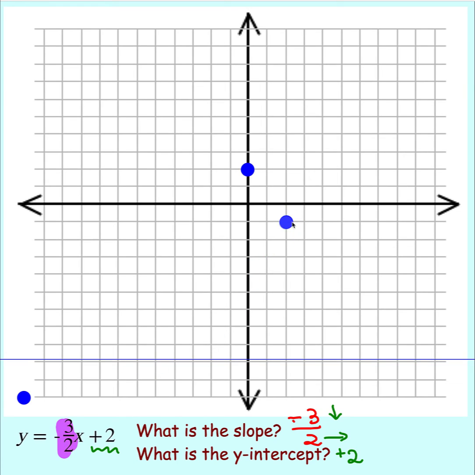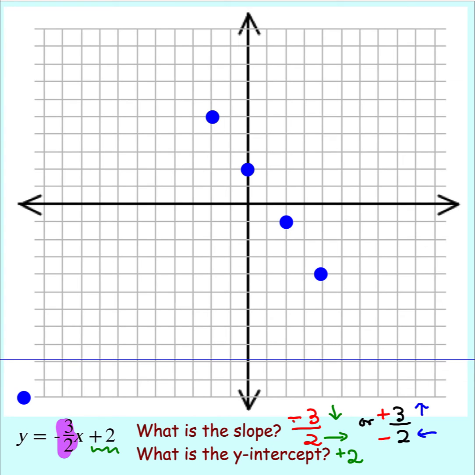So I can find another one. Down 1, 2, 3, right 2. It's in a line. Now, I did say that you can always reverse the direction, so just to show you how that works out. Say I had done it so that the negative was in the bottom and the numerator was a positive number. That would mean up 3 and left 2. But if it's the same slope, I should end up still in a line. So if I went up 3, 1, 2, 3, and left 2, 1, 2, they still all line up.